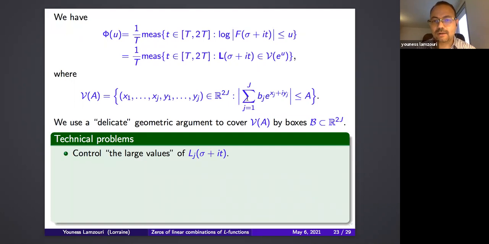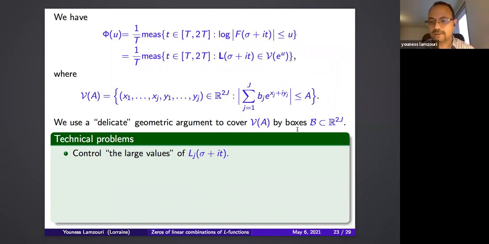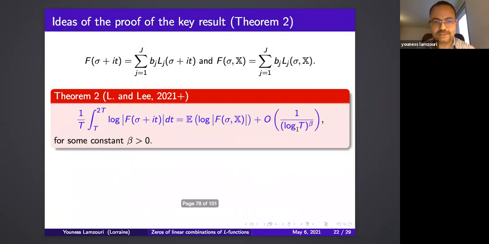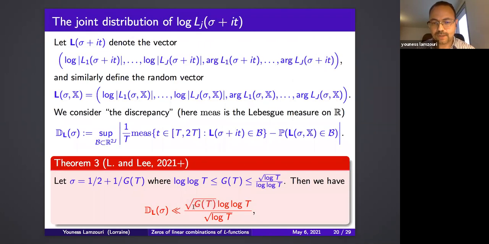We would like to understand this, and the discrepancy tells us how to do this for boxes, but we would like to understand this for this weird region. And once we do this geometric argument, then we lose a lot. The discrepancy tells us that you can save square root T divided by square root log T, but then this geometric argument allows us to save just a little bit.